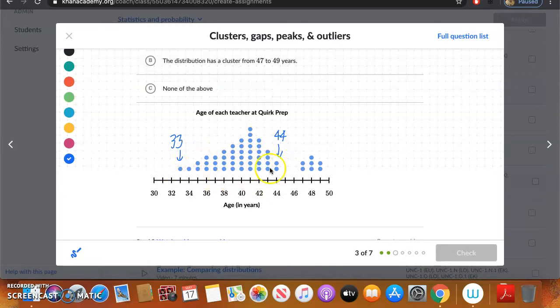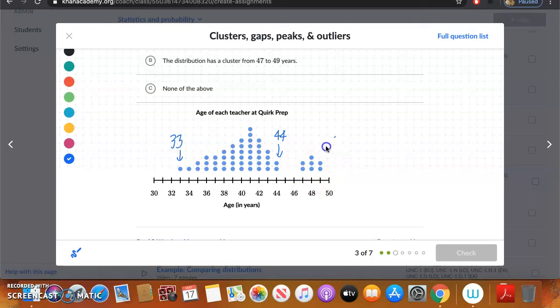The majority of your data is up here for this set. And then we have a gap. And then we have a little cluster. Okay, this is what we mean by a cluster. A group of data that seems to be off by themselves that has their own little peak right there, right?